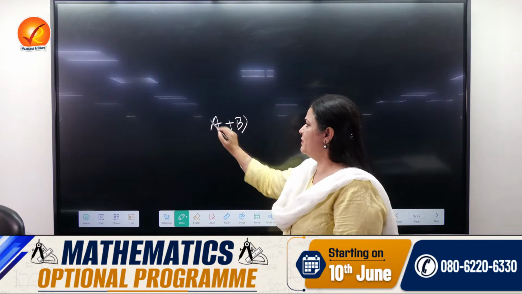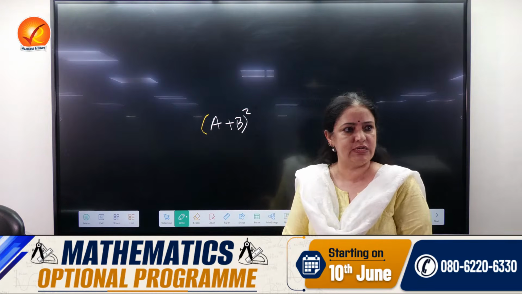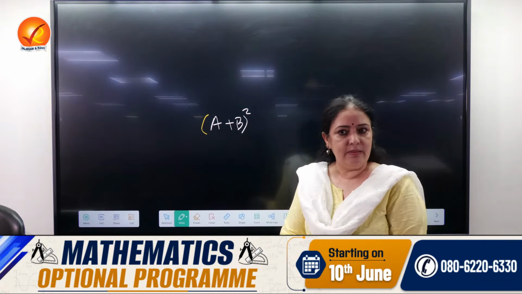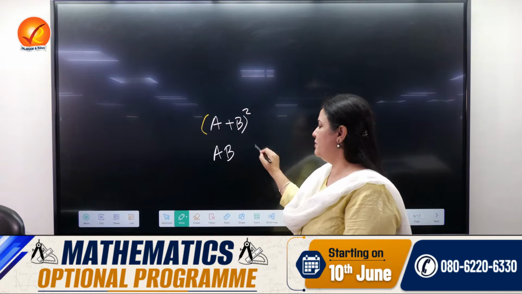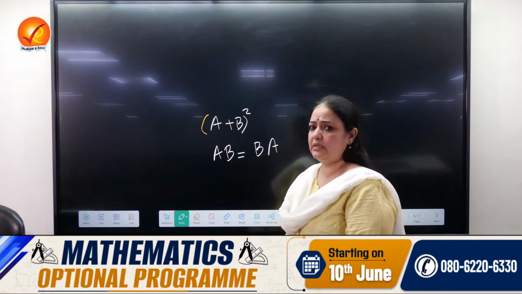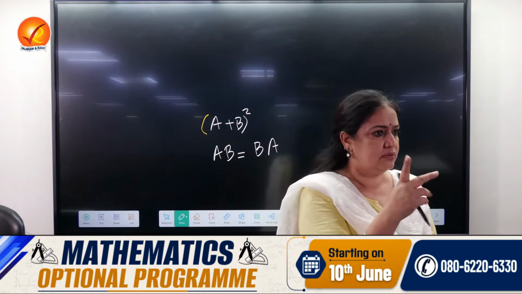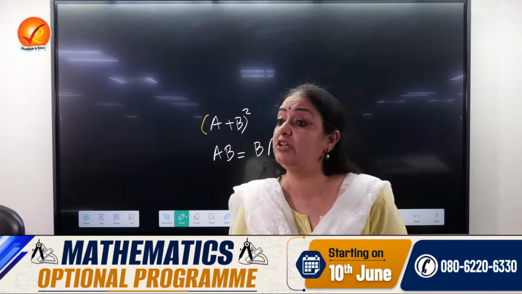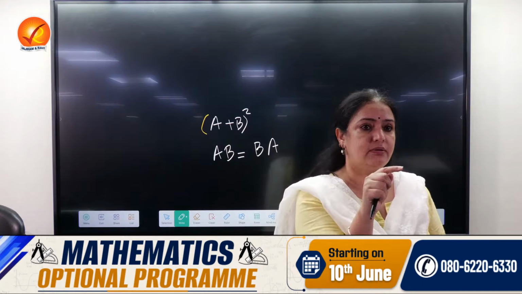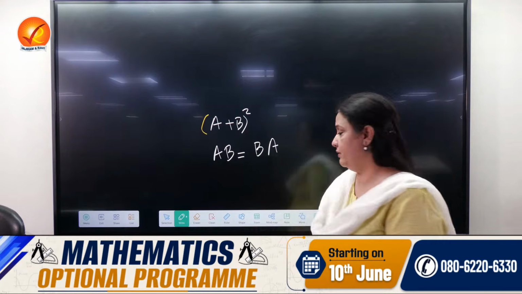Let me write it as A plus B whole square. That doesn't change your formula. You would have still said A square plus B square plus 2AB. But assuming, what is this law when AB and BA are equal? When they are equal, it is known as? Does anyone remember when AB and BA are equal? Commutative property. We assumed commutativity while giving the formula.